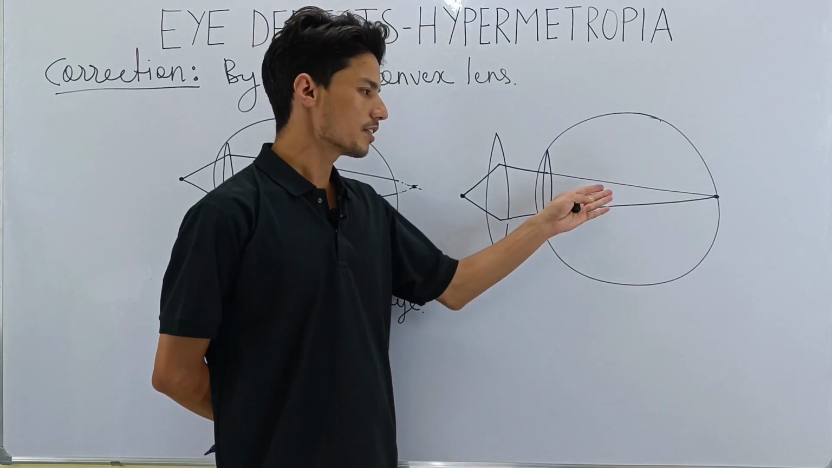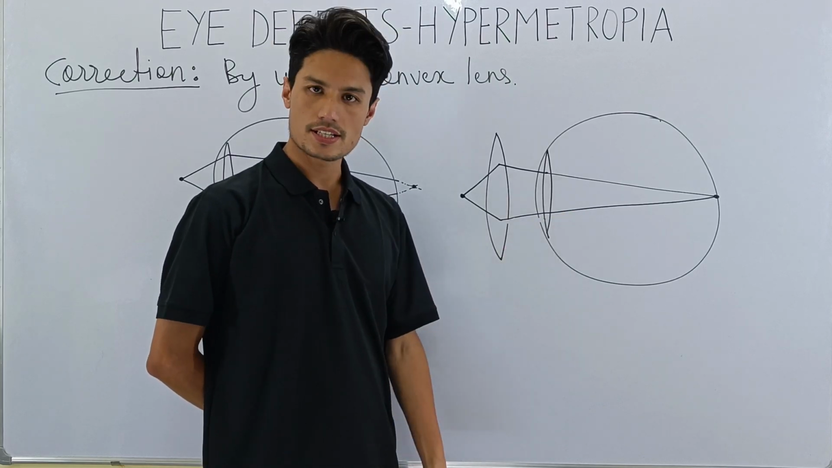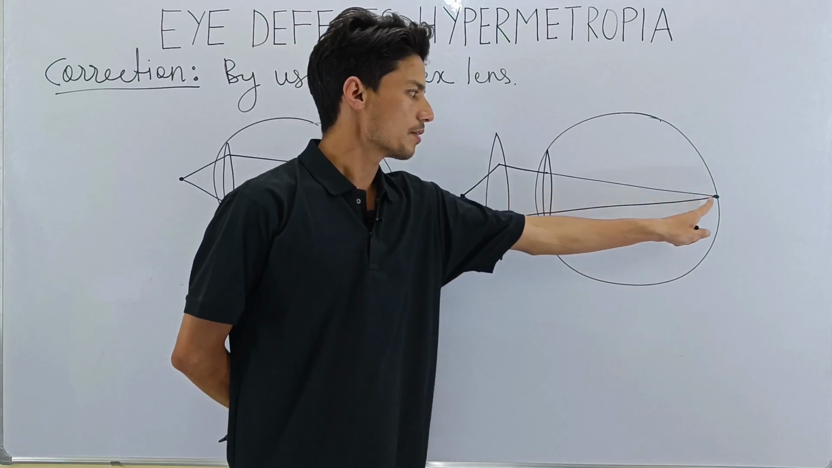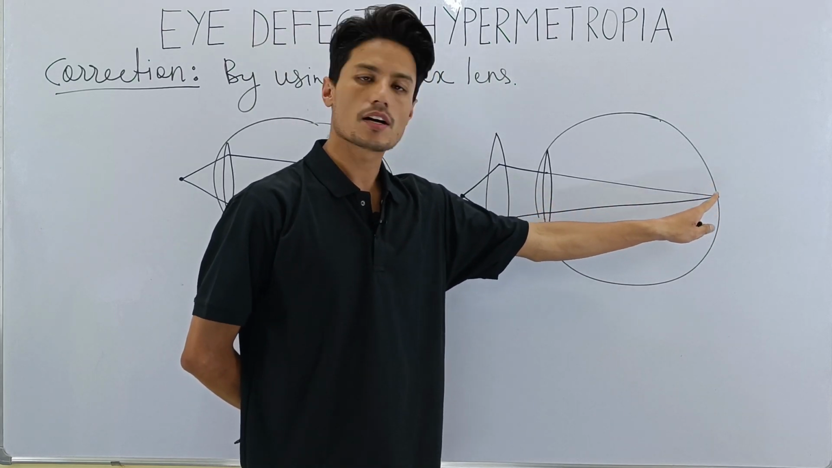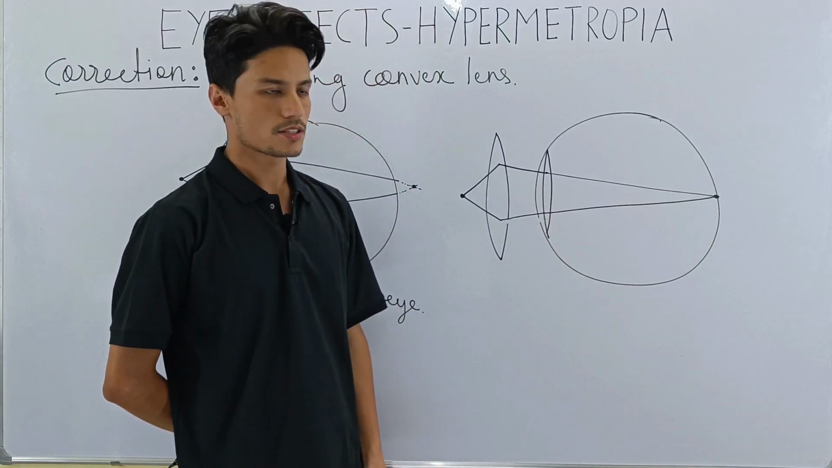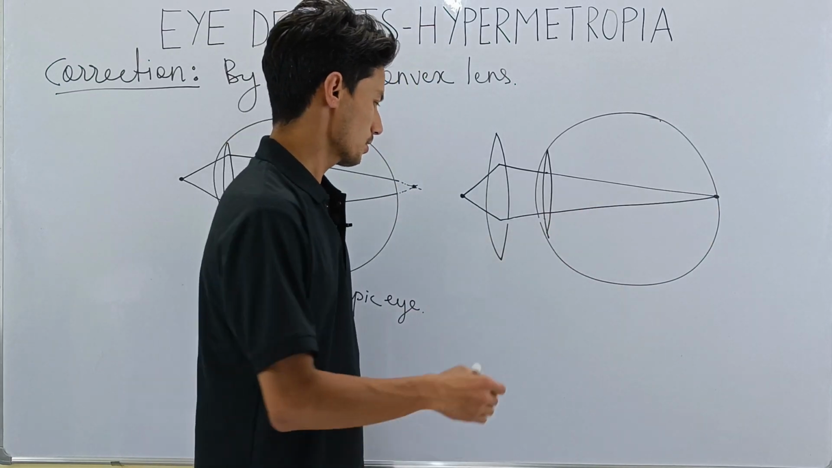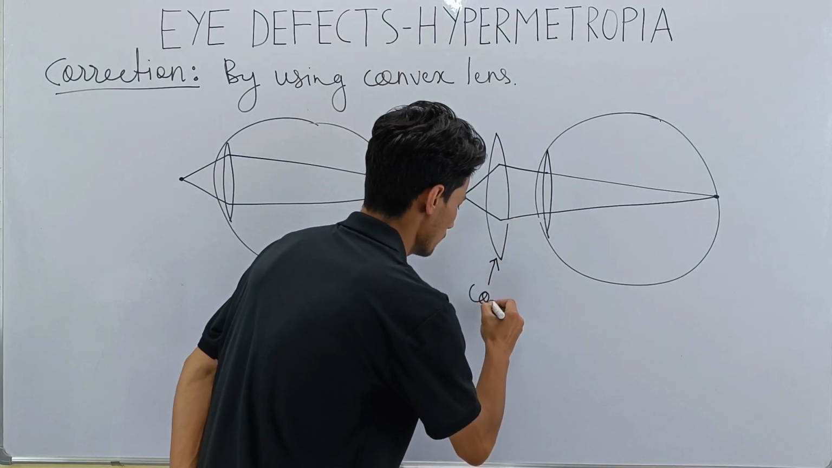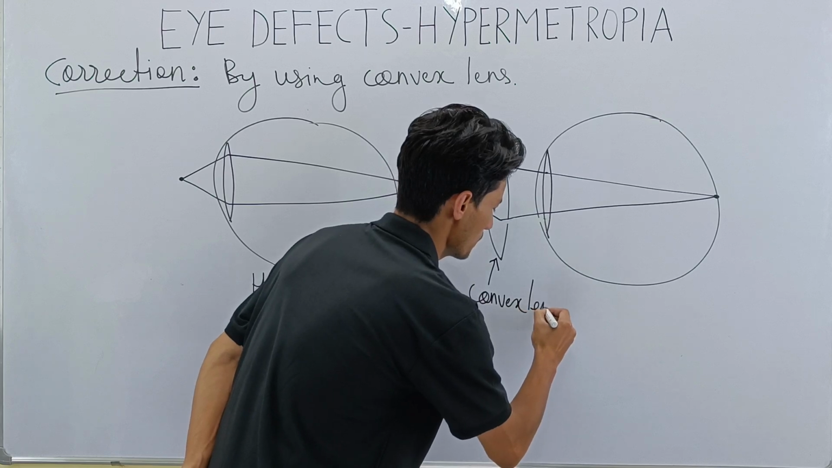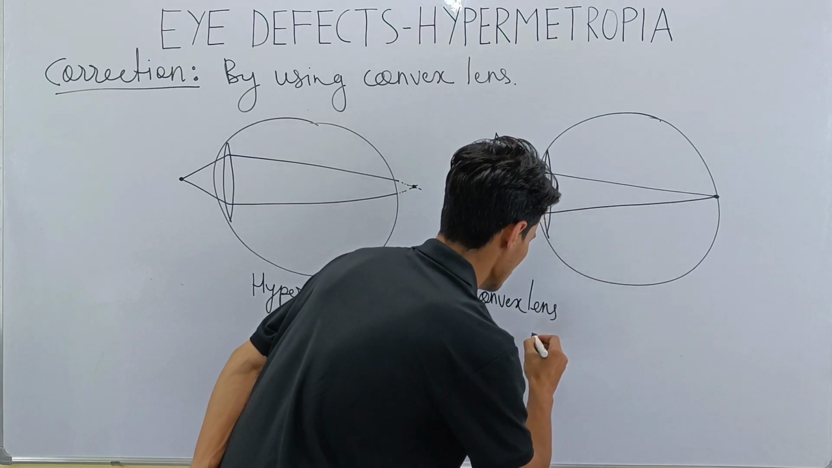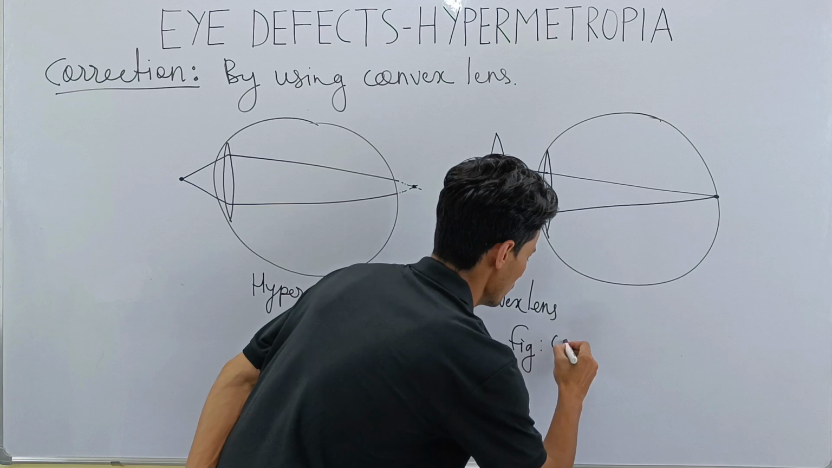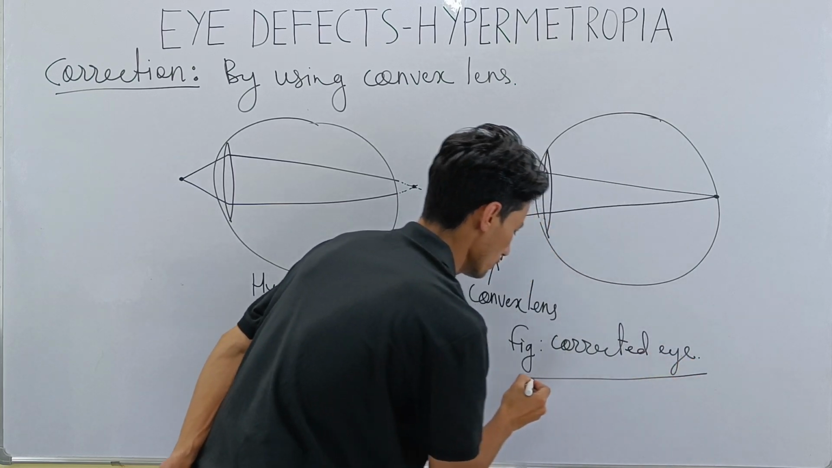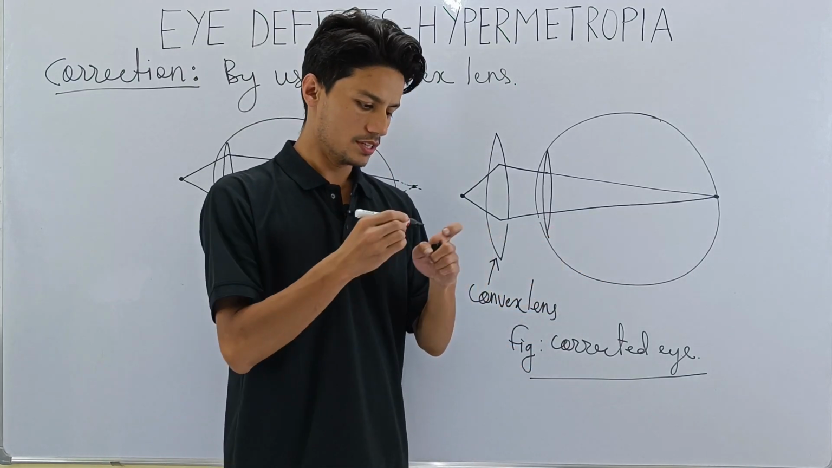So has the defect been corrected, class? The answer is yes. So with the help of this external convex lens, the image has now been rectified, and it will be formed at the retina. So this is how hypermetropia is corrected. So this is the correction, and this is the convex lens that we're using. So convex lens has been used, and this is the corrected eye. So that's how the doctor will correct your hypermetropic eye.